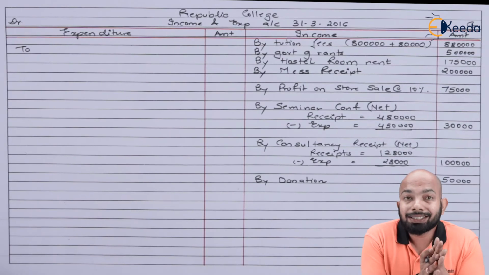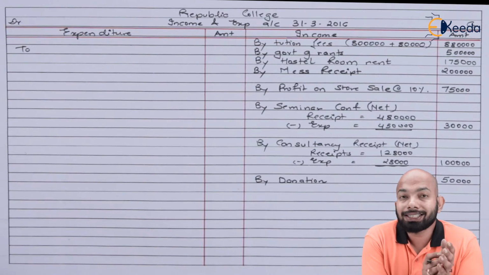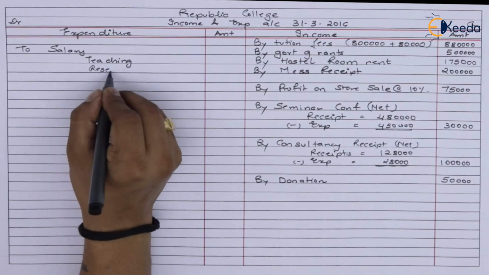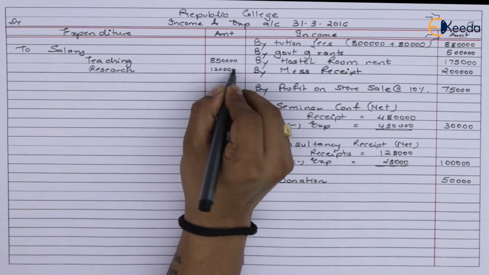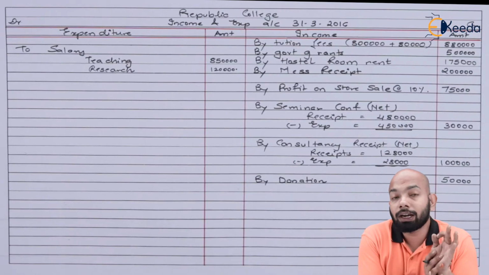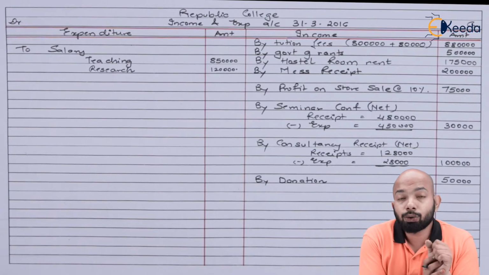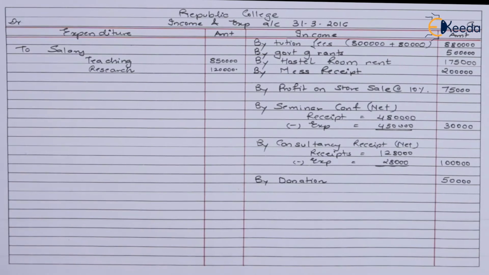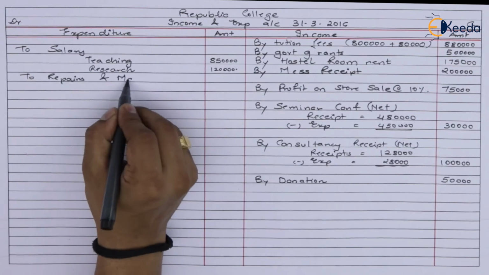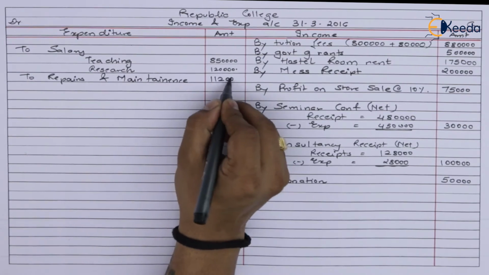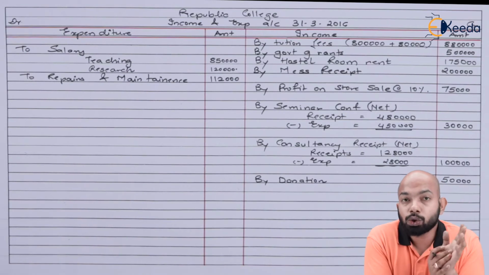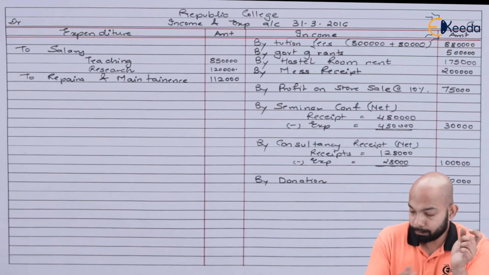Now, when we talk about revenue expenses, we're talking about the salaries first. So we mentioned salary, teaching and research, 8,50,000 and 1,20,000 respectively here. Let's go on to the next revenue expense. The next one can be repairs and maintenance. Apart from that, the next one can be the material consumed of stock and supplies.